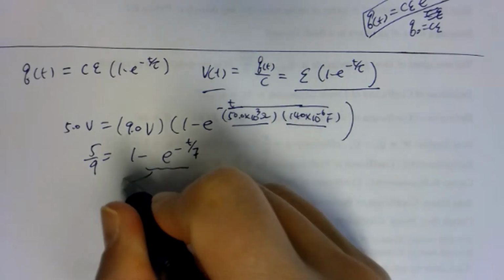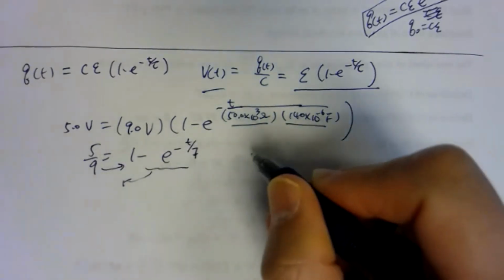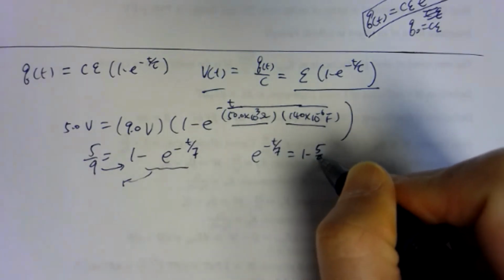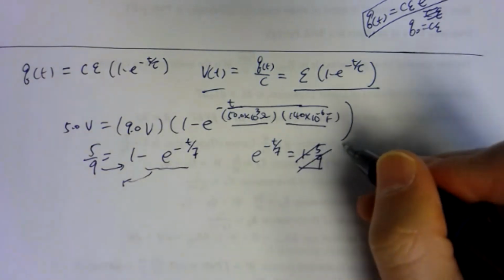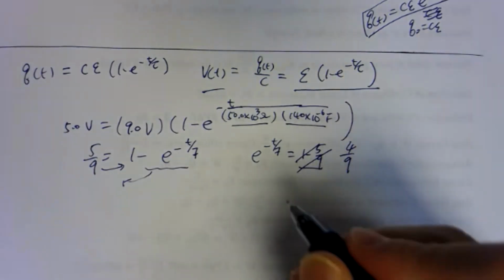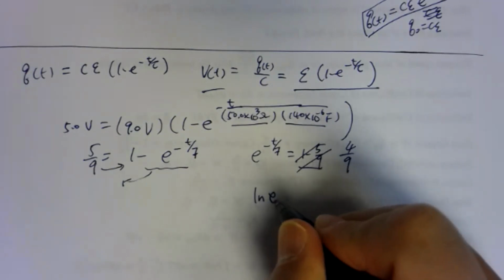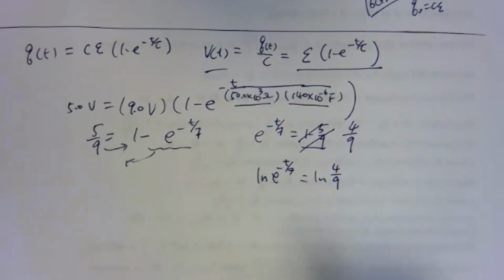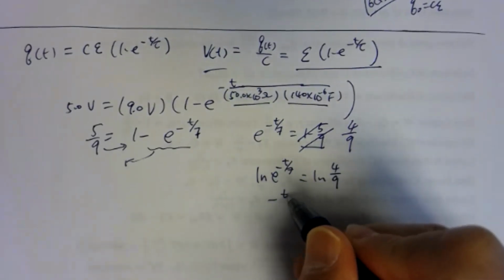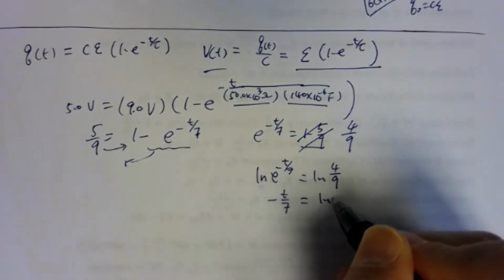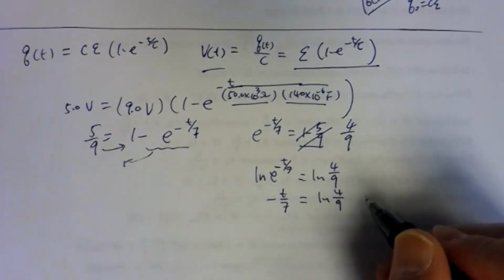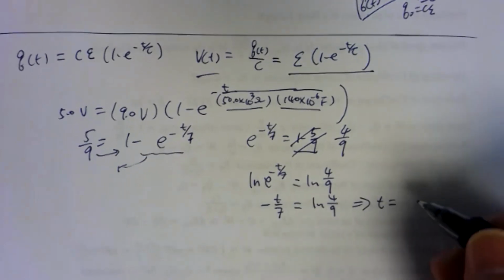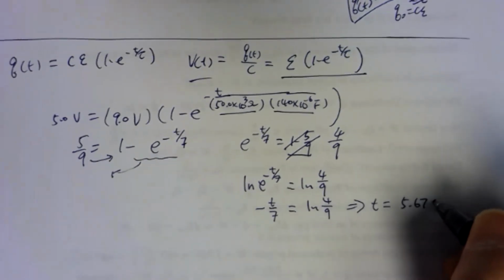You'll move this guy to the left, move this to the right. So then e to the minus t over 7 equals 1 minus 5 over 9. This gives you 4 over 9. Okay. So then natural logarithm of e to the minus t over 7 equals natural logarithm of 9 over 4. So on this side will be minus 7 t over 7 equal to natural logarithm of that. Okay, so you solve for t, then t will be 5.67 seconds.